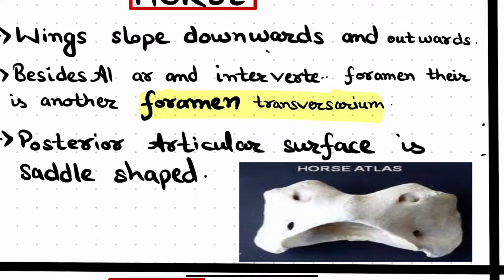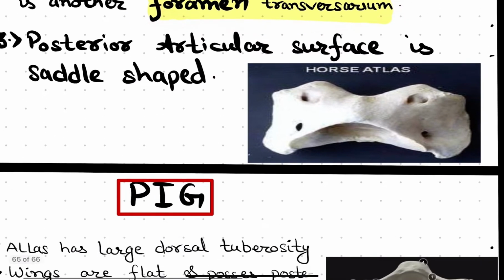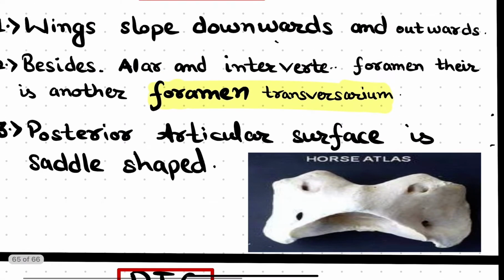Besides the LR foramen and the intervertebral foramen, there is another foramen, the foramen transversarium. This is the foramen transversarium on the posterior side. Okay, it is present on the posterior side, on the borders of the edges. So in the horse, the foramen transversarium is also present, but the foramen transversarium is not present in the atlas of the ox.